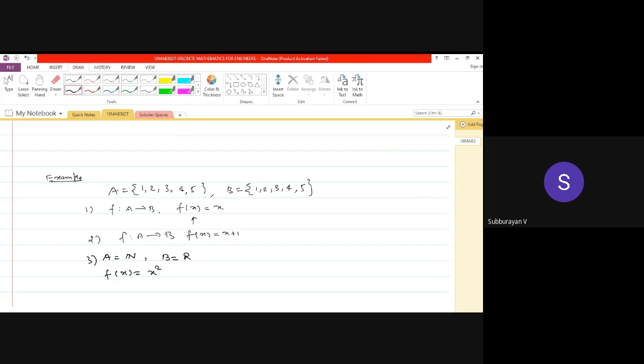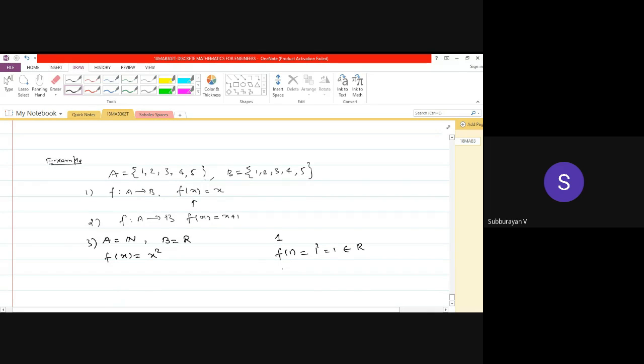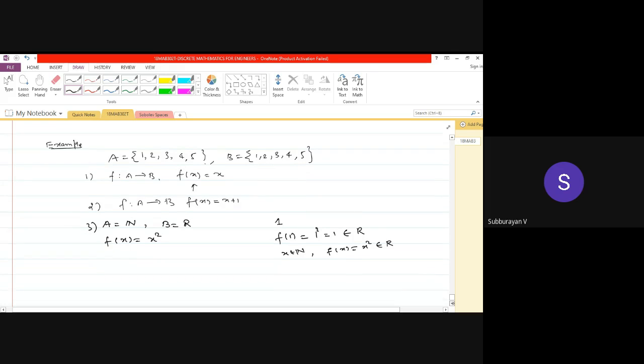Set of natural numbers into set of real numbers. See, for example, if I take number 1, then what is your f of 1? F of 1 is 1 square, which is equal to 1, which is obviously belonging to R, right? And then if I take any x belongs to N, x is a natural number, then f of x, which is equal to x square, is a real number. Every natural number is a real number. Therefore it is belonging to R. Therefore f of x equal to x square is a function.